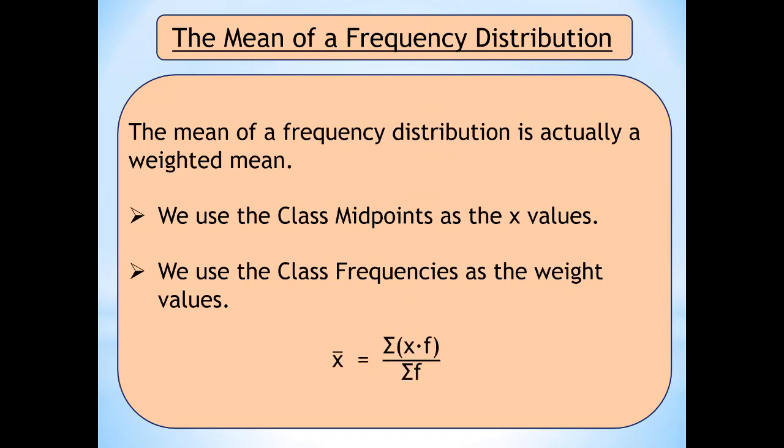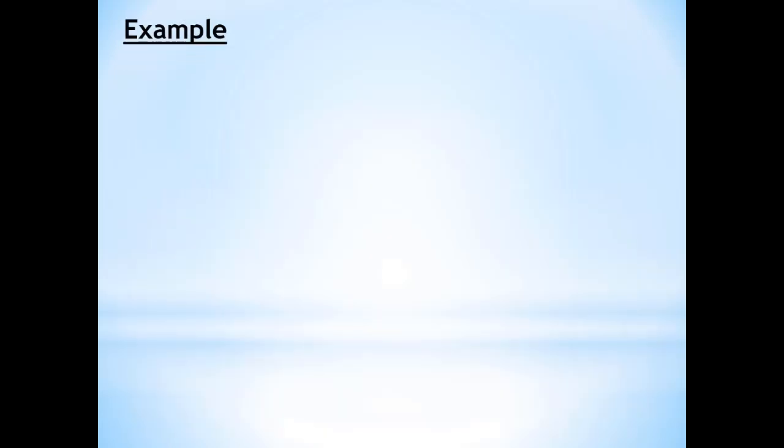And so we have this formula: x bar equals the sum of x times f over the sum of f. Hopefully you can see how similar this is to the weighted mean formula that said that the mean x bar was sigma of x times w divided by sigma of w. Now all we've done is replace the w for weights with f for frequency, because the frequency is the weight. So let's test this out in an example.